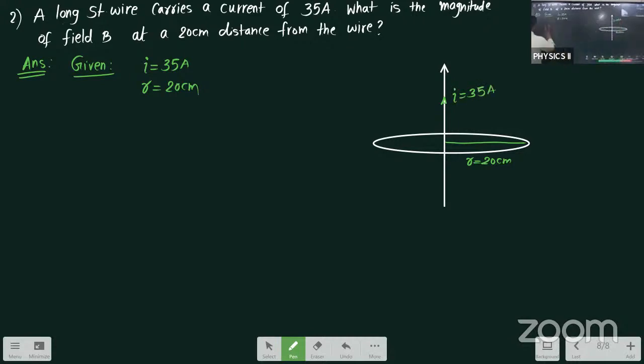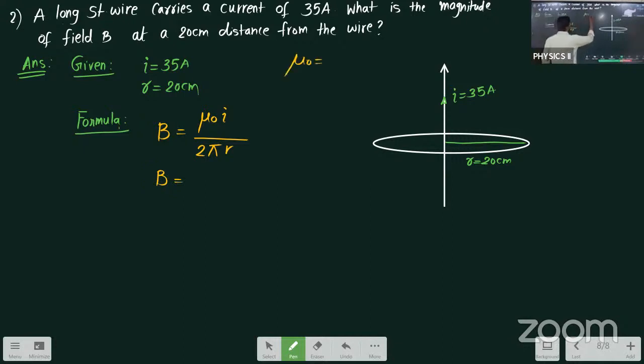So what is the formula we are supposed to use? The formula will become B is equal to mu naught I divided by 2 pi r. If I substitute the values, B is equal to, what is the value of mu naught? Just now we discussed that mu naught is 4 pi into 10 power minus 7. So this will become 4 pi into 10 power minus 7 into 35 amperes of current, divided by 2 pi into r.